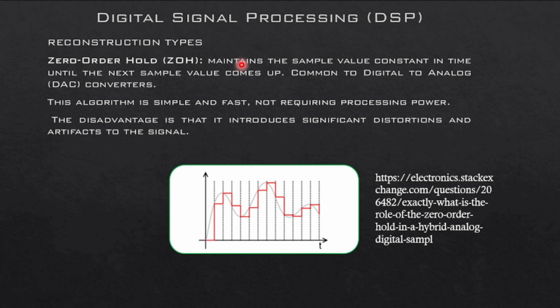Zero order hold maintains the sample value constant in time until the next sample value comes up, which is common to digital to analog DAC converters. It is fast, it doesn't require processing power. But the disadvantage, of course, is that it introduces significant distortions and artifacts to the signal.